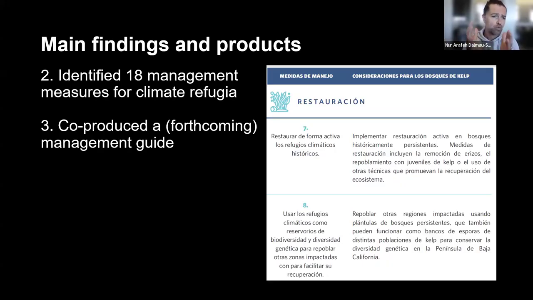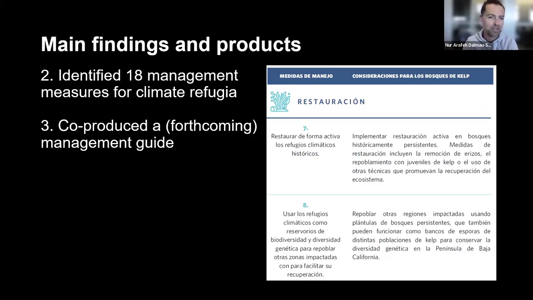This is very important because we co-produced these guidelines, and they are meant to be not just for our region. They can be adjusted for other regions. For example, in this slide, you can see that to the left, it's in Spanish, but trust me on this, you have general guidelines for restoration, and that can be applied to any ecosystem, of course, refined. And then to the right, you have the specific considerations for Baja California and the kelp forest of Baja California.